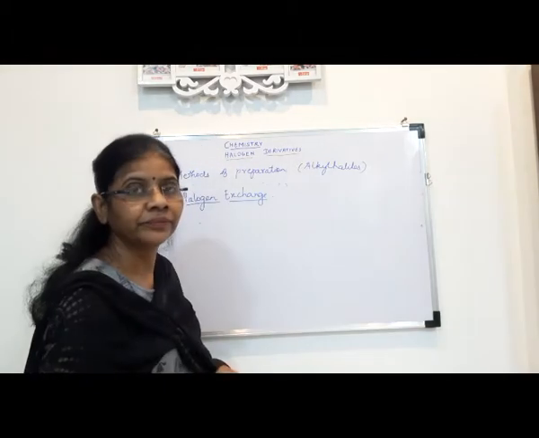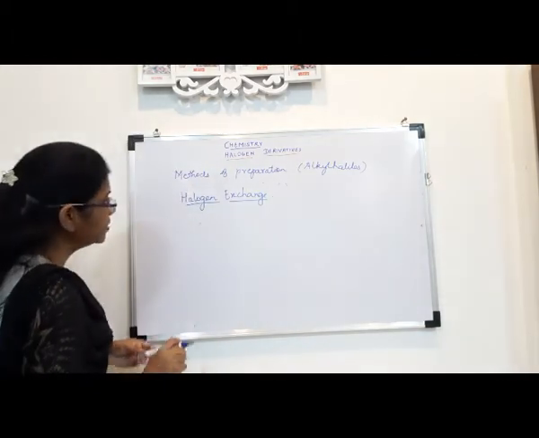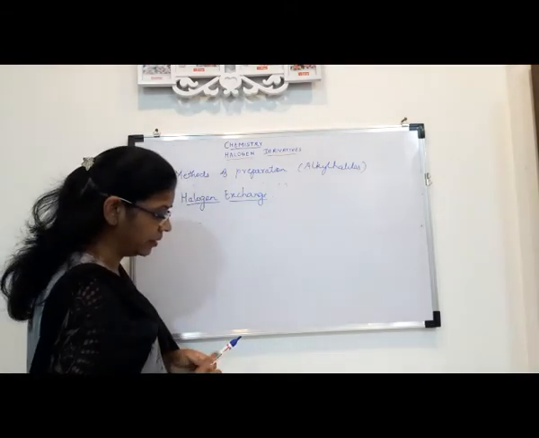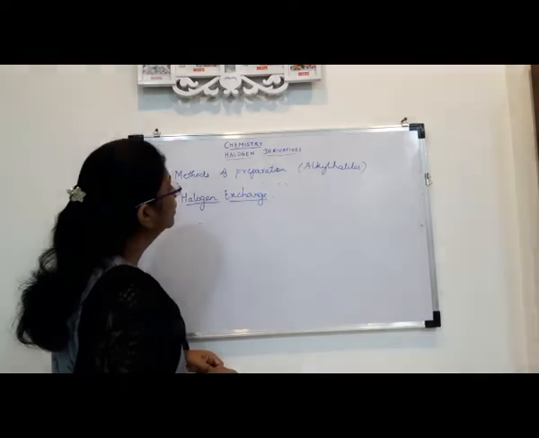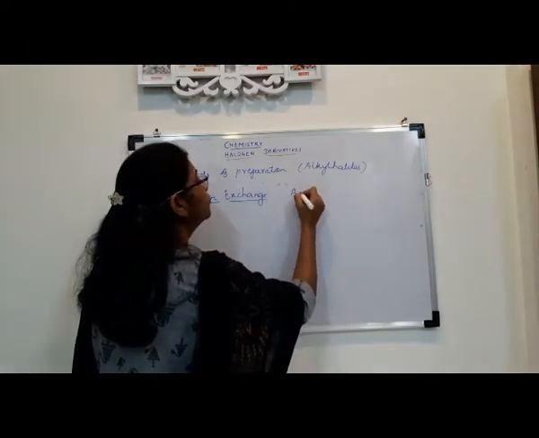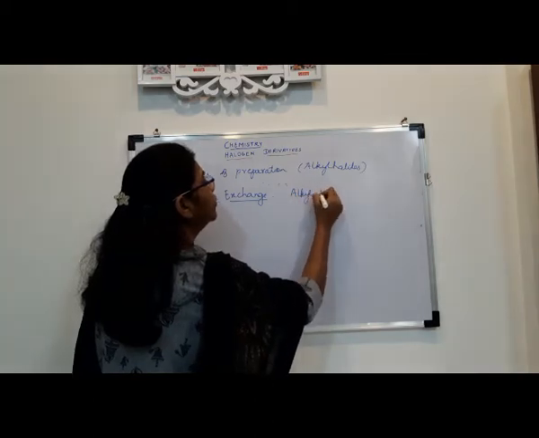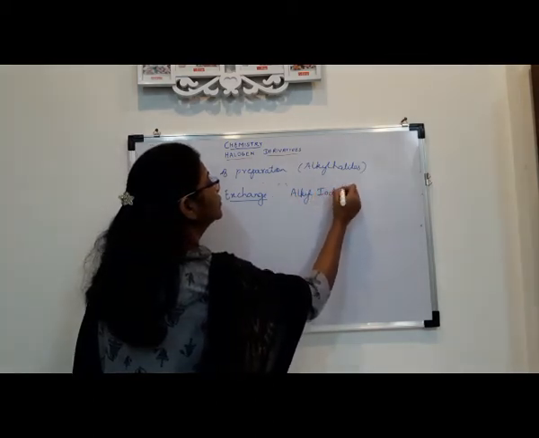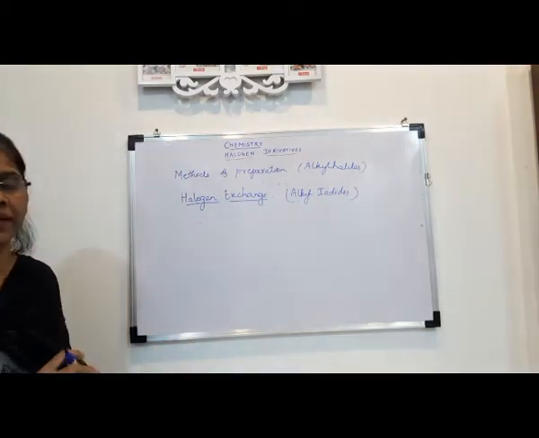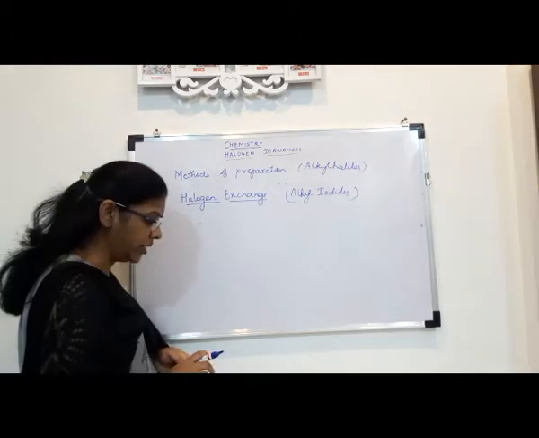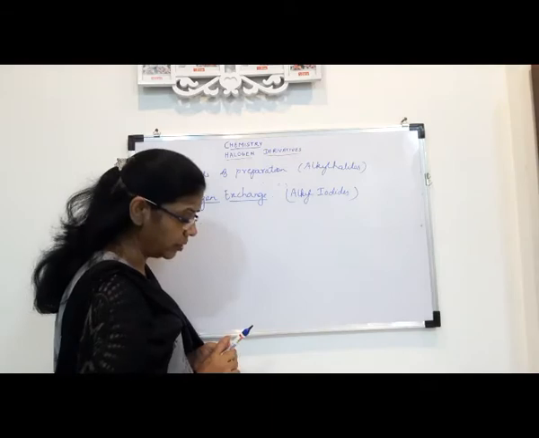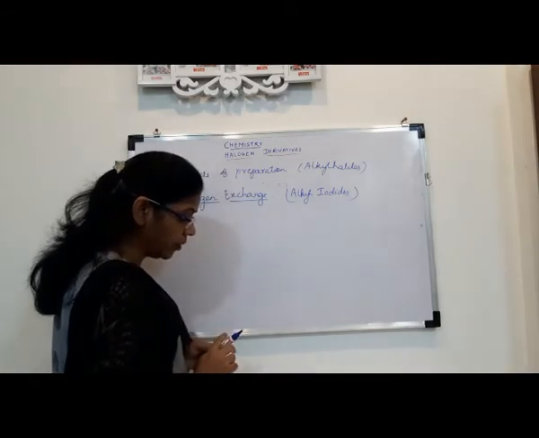Halogen exchange. Correct. Now in this case, alkyl chlorides or alkyl iodides are prepared conveniently. This is the best method for the preparation of alkyl iodides. Conveniently prepared alkyl iodide, we have to prepare. By treating the alkyl chloride or bromide with sodium iodide in methanol or acetone.